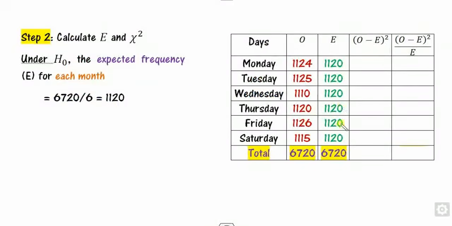So look at that, these are there. So E is my N into P. What is N? Total of this, so 6720. How many days are there? 6. So this.